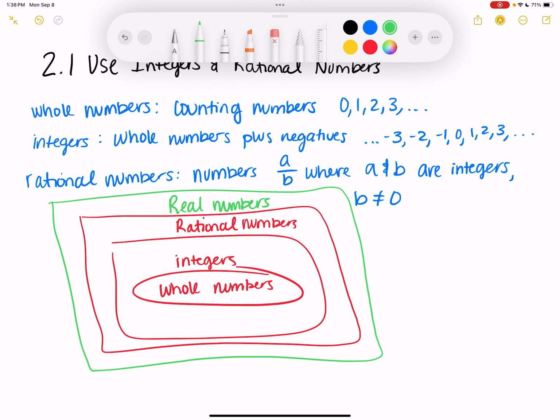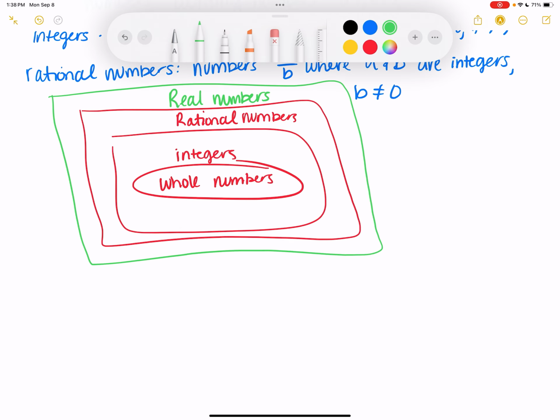Some other stuff in this section, absolute value. When we hear absolute value, we should think of distance from 0. So it's how far away is that number from 0. Anything inside of an absolute value is going to become positive because that's how far away it is from 0.